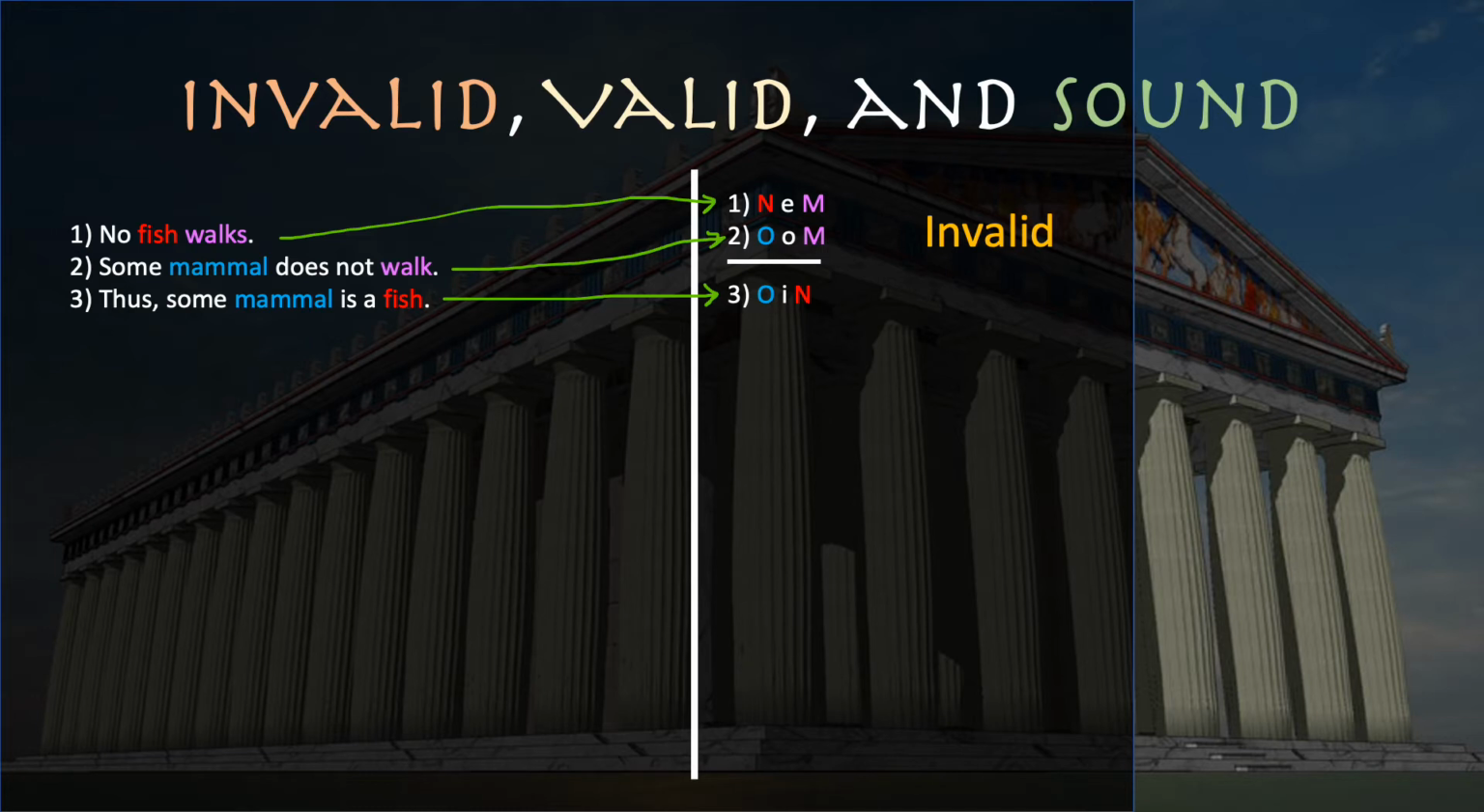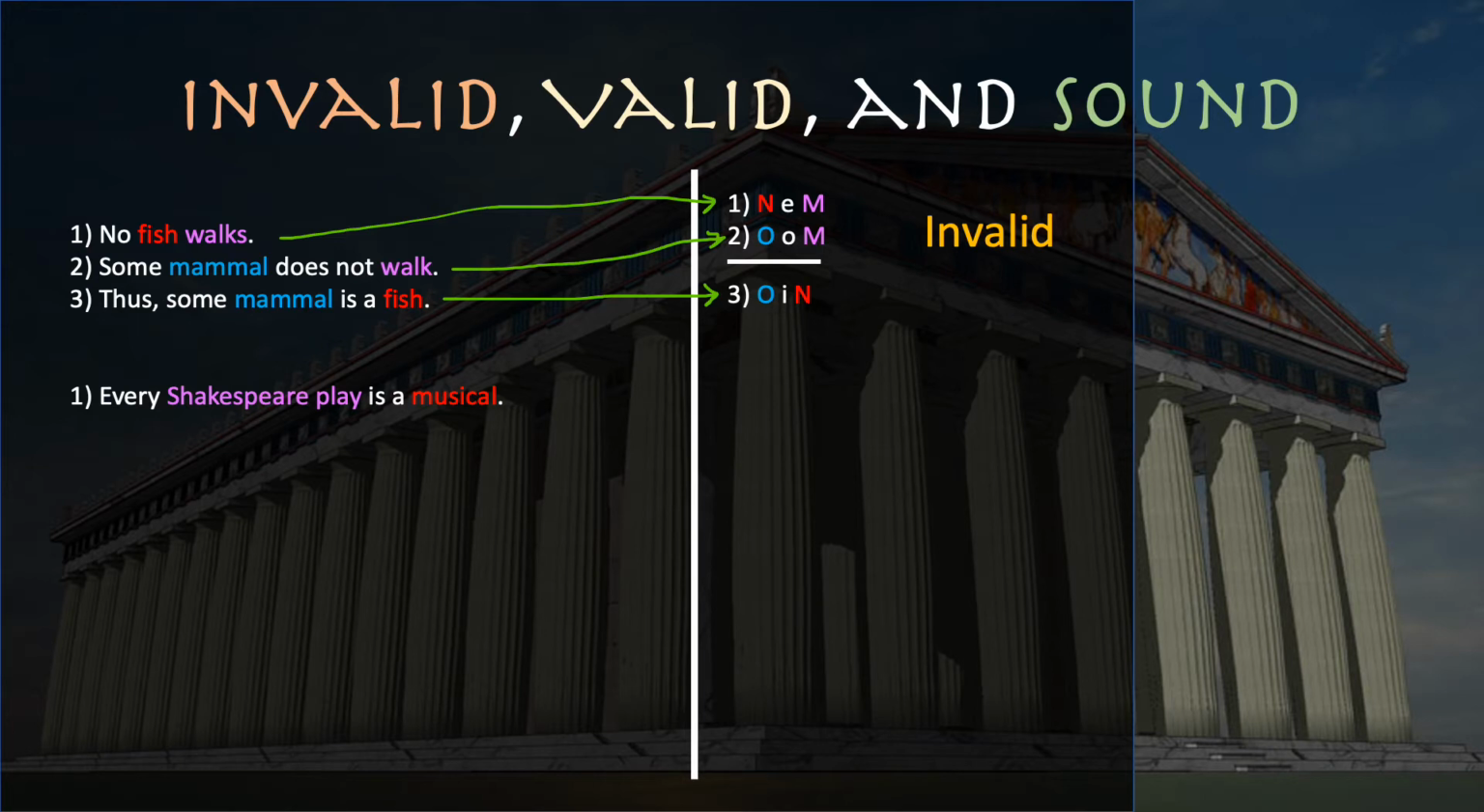Any syllogism with this arrangement of variables and with these kinds of propositions, namely an E proposition, an O proposition, and then an I proposition, is going to be invalid. Since this is a second-figure syllogism, we can say in general that any second-figure syllogism that has a major premise that is universal negative, and then a minor premise that is particular negative, and then a conclusion that is particular affirmative, will be an invalid syllogism.